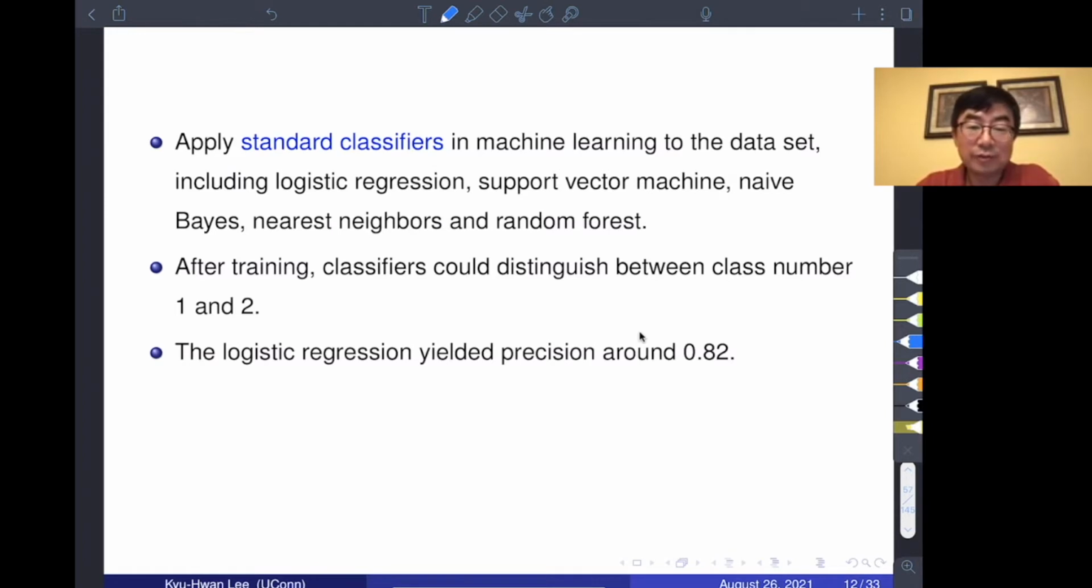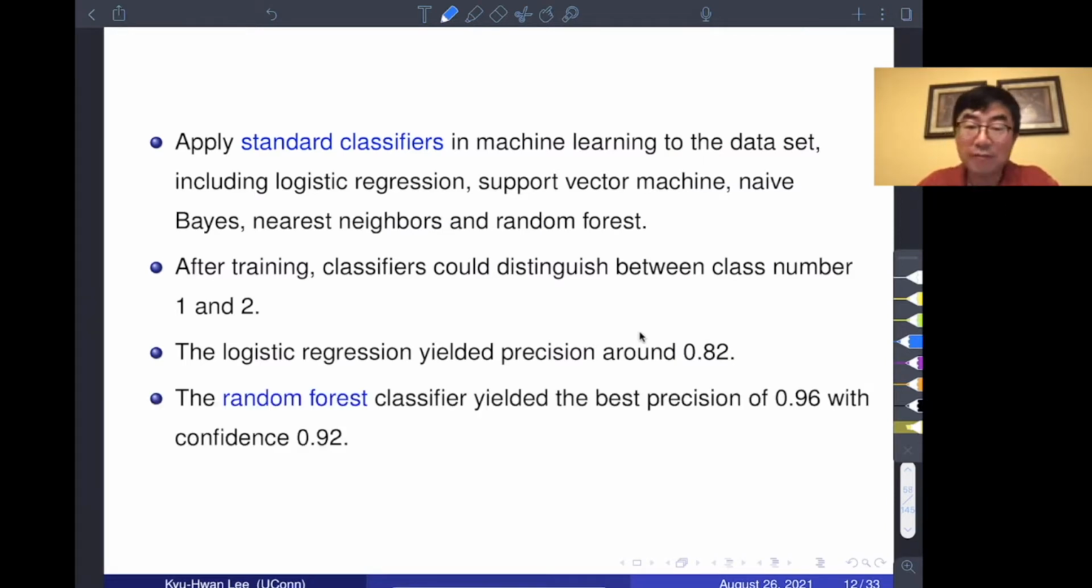So the logistic regression yielded precision around 0.82. It's good, but not so great. But the random forest classifier produced the best precision of 0.96 with a confidence 0.92, and then it was very surprising. So as you can see, the precision was very high. Actually, it was excellent.